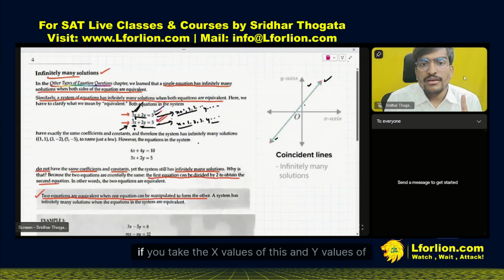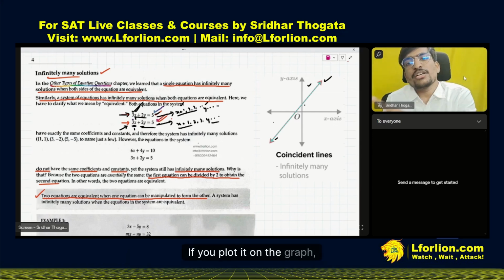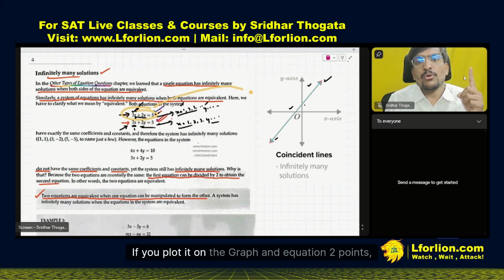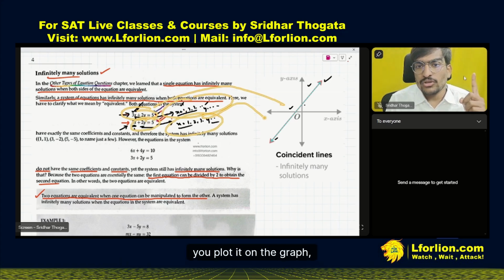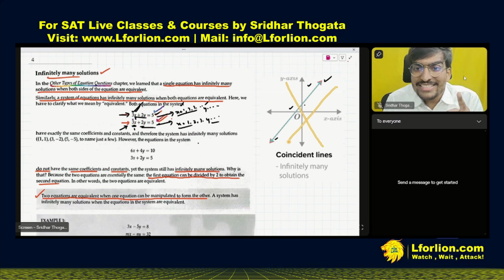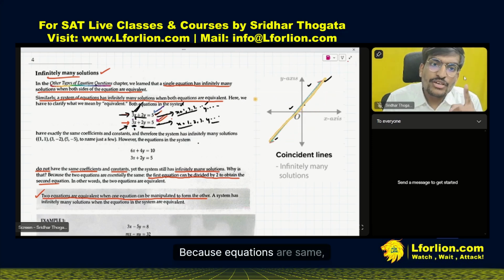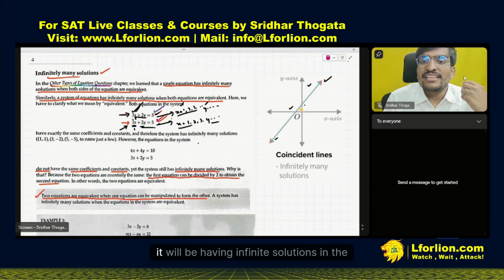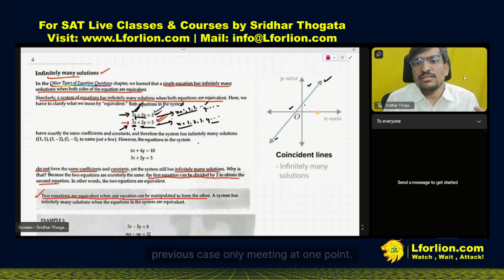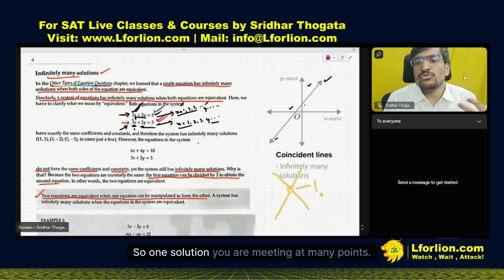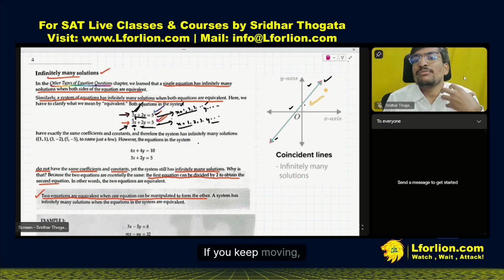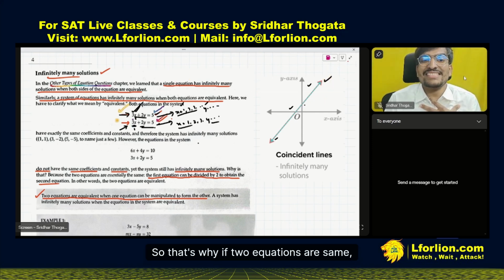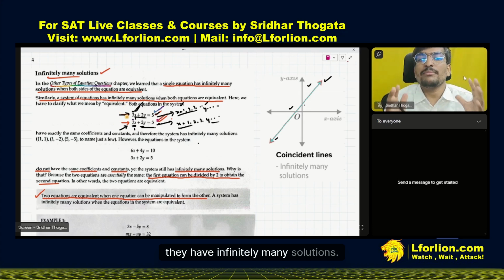But here, if you take the x values and y values of equation 1 and plot the points on the graph, and plot equation 2 points on the graph, you'll get lines, but not like this. They will be on the same line because the equations are the same. The first equation line and the second equation line coincide. It will have infinite solutions. In the previous case, the lines only met at one point, so one solution. Here they meet at many points. If you keep moving along, you'll keep getting solutions. So that's why if two equations are the same, they have infinitely many solutions.